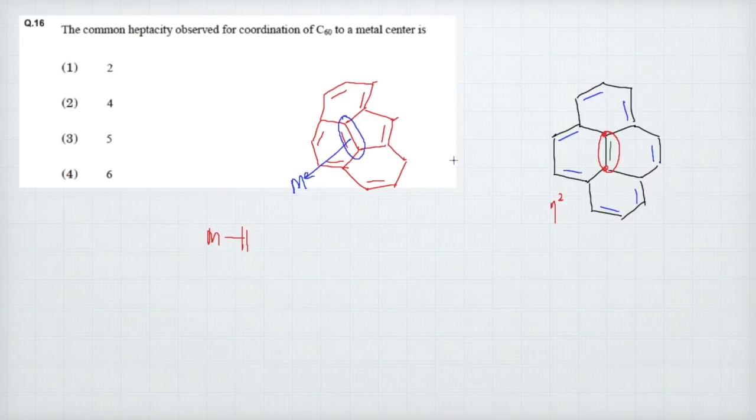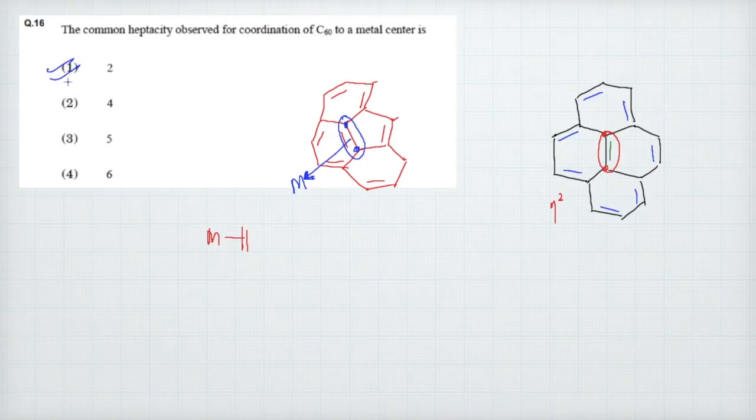Overall, how many pi bonds between the carbons are going to be shared? There are just two carbons, and between them one pi electron cloud is being shared with the metal. So that's why the hapticity becomes 2 over here. The pi electrons between the two carbons are only being made available for sharing with the metal, so the hapticity becomes 2.